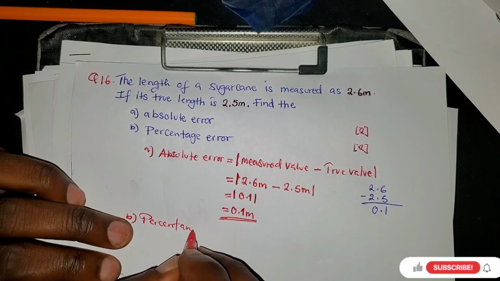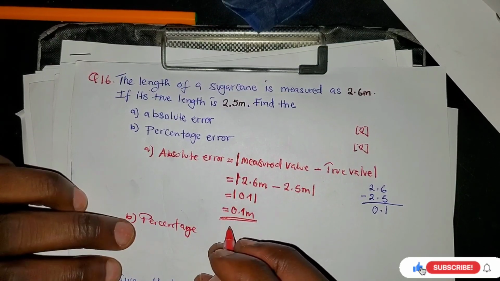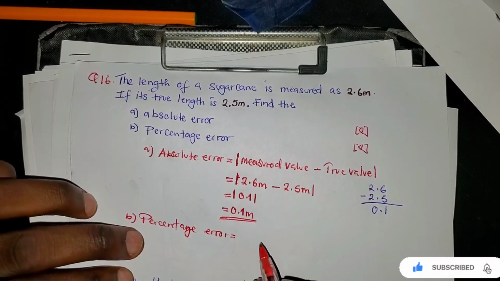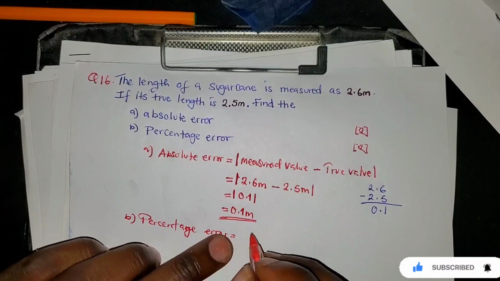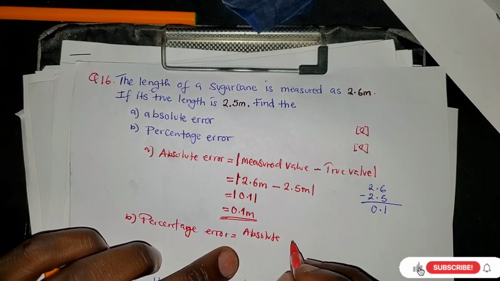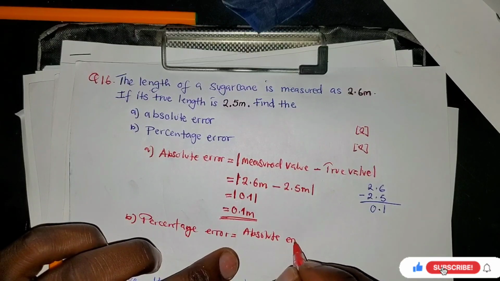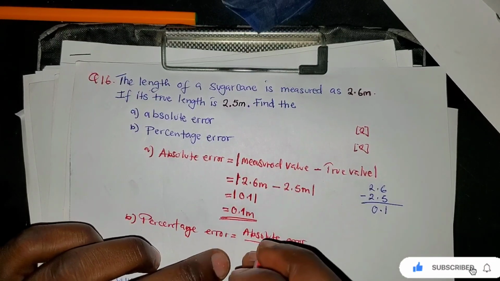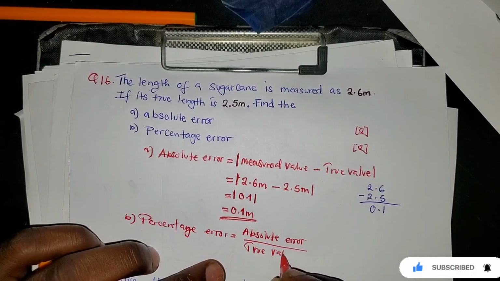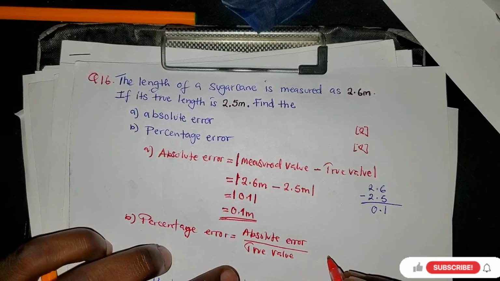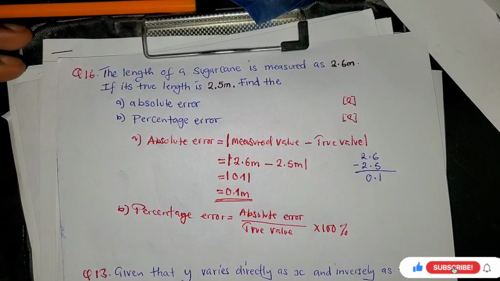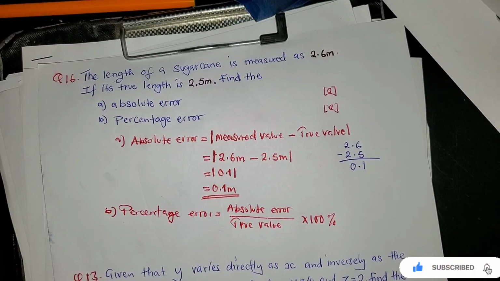So you can say percentage error is equal to the absolute value of error divided by true value, multiplied by 100%, because we want to find the percentage.